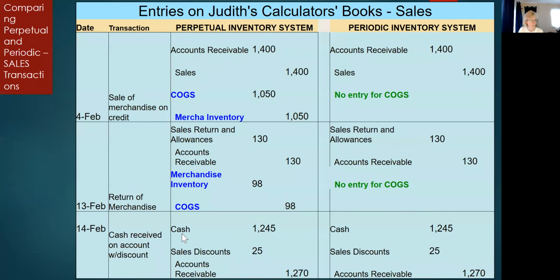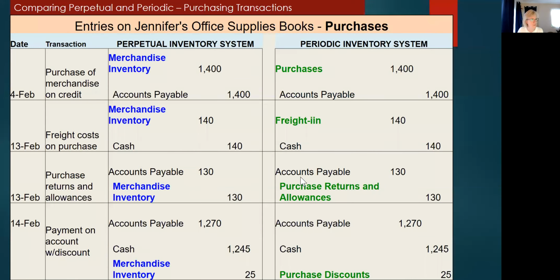Oops. And finally, when the customer pays, they collect the money. We recognize the sales discount and we credit accounts receivable. So you can see how these purchase and sales journal entries are mirror images of each other. Okay. I'm not going to talk about periodic because you will need to watch that video, but it's a lot simpler. The periodic journal entries are a lot simpler.